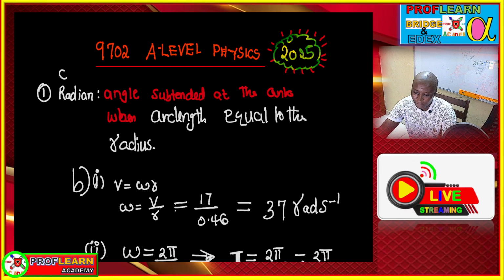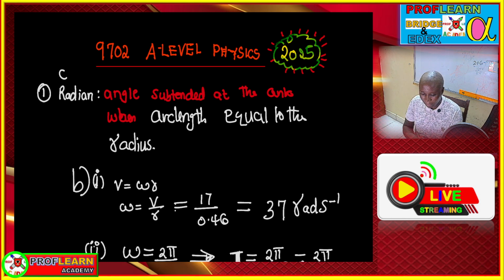In this particular video, I want us to discuss and look at different questions that were asked in 2025 of 9702. This is A-level physics. From the screen you can see candidates were tested on the definition for radian. What do we mean by the term a radian?